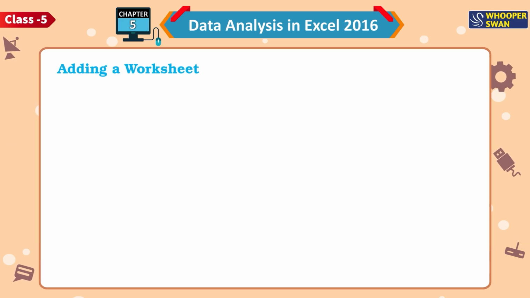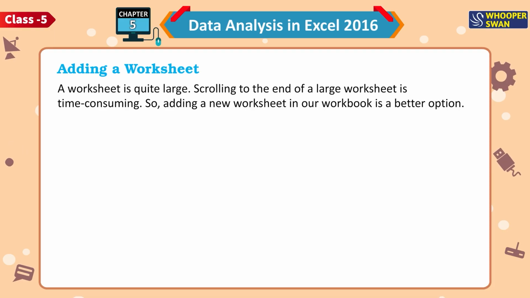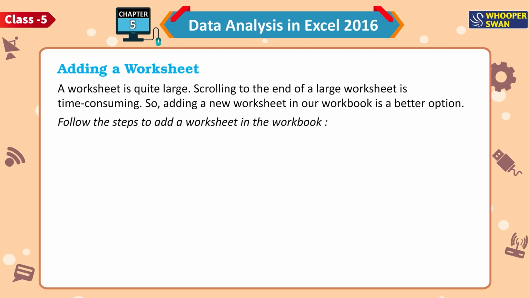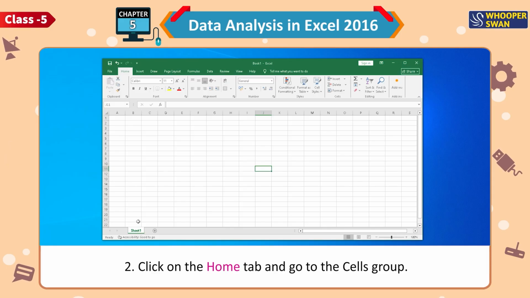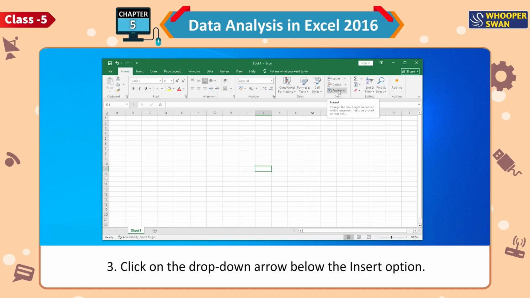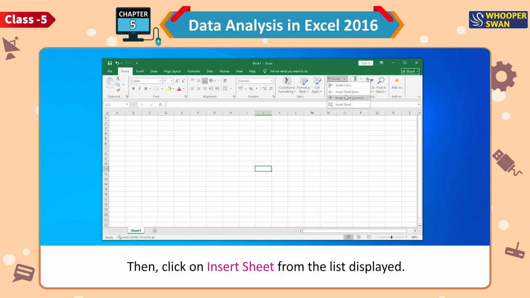Adding a worksheet. A worksheet is quite large. Scrolling to the end of a large worksheet is time-consuming. So, adding a new worksheet in our workbook is a better option. Follow the steps to add a worksheet in the workbook. Step 1. Click on Sheet 3 on the Sheet tab. Step 2. Click on the Home tab and go to the Cells group. Step 3. Click on the drop-down arrow below the Insert option. Then, click on Insert Sheet from the list displayed.